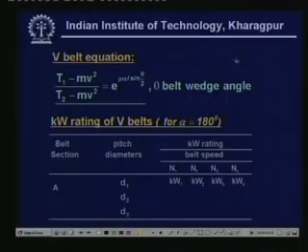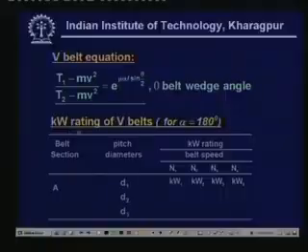Now, one of the important parts in the design of the V-belt system is the kilowatt rating of V-belts. This means what is the capacity of the V-belt. We have seen the V-belt can be used for a range. However, for each individual belt, what should be the amount of kilowatt it can transmit? Just have a look at this particular slide once again.